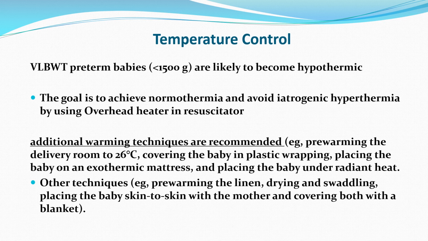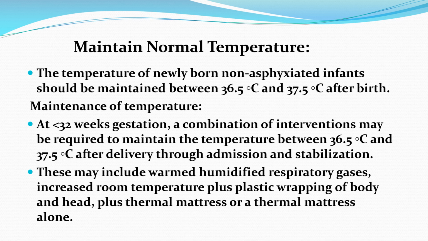Other techniques include pre-warming the linen, drying and swaddling, placing the baby skin to skin with the mother, and covering both with a blanket. So the temperature of a newly born non-asphyxiated infant should be maintained between 36.5 and 37.5. And we said non-asphyxiated because if the baby is asphyxiated, we might induce hypothermia to decrease the temperature to about 33 degrees to prevent further damage to the brain. But in a non-asphyxiated infant, the temperature should be maintained between 36.5 and 37.5.